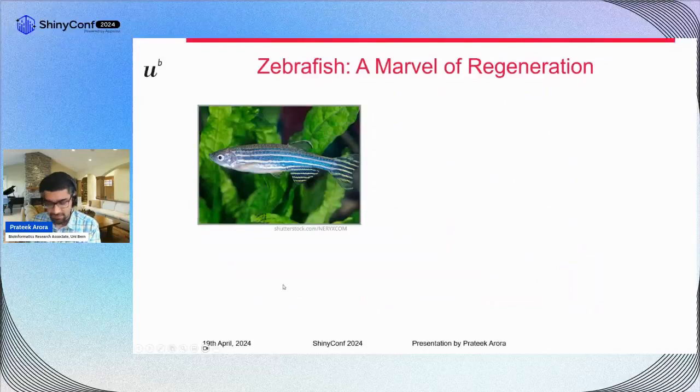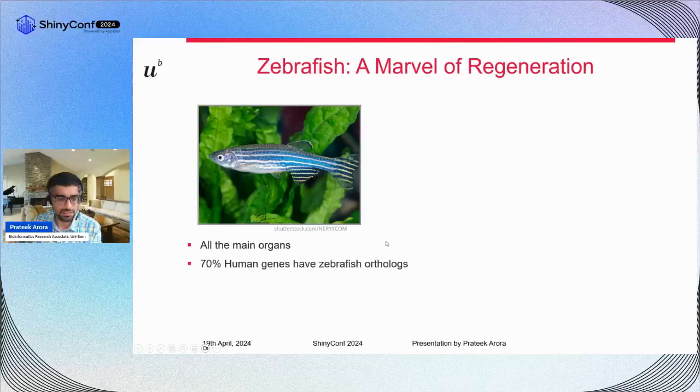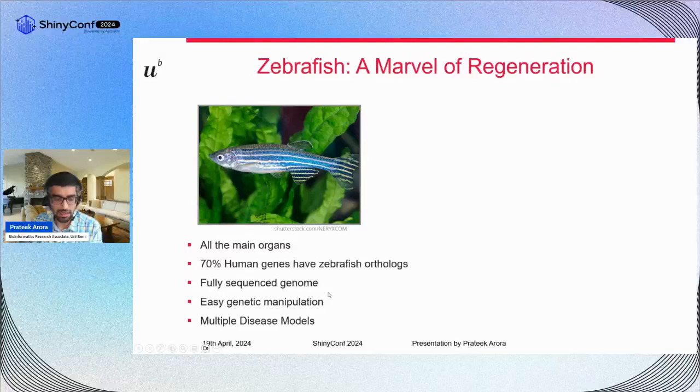So, what is this animal? This is a picture of how it looks, and it's a very interesting model organism found in Southeast Asia, for example, India, Bangladesh, etc. It's important to note that it has all the main organs, and 70% of the human genes have zebrafish orthologs. It has a fully sequenced genome, and it's easily genetically manipulated. A lot of disease models have been made on it, thus making this organism a right choice to do basic research, based on which we can further move into multiple translational research.